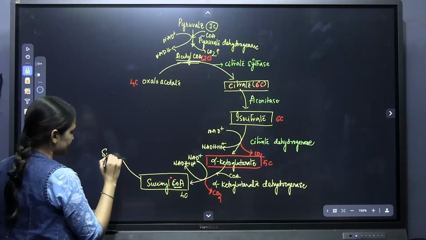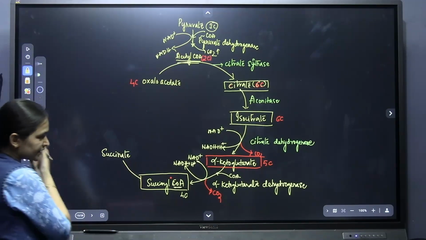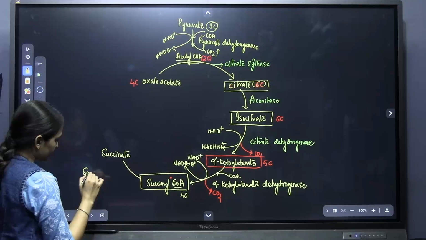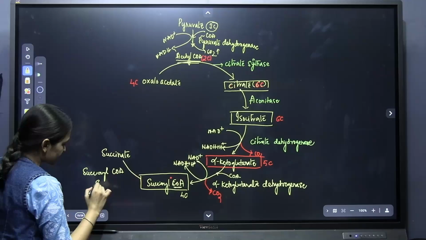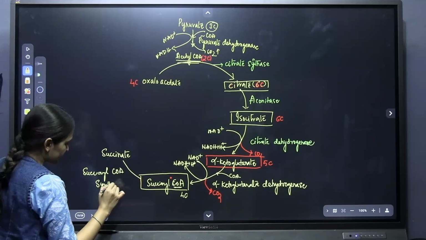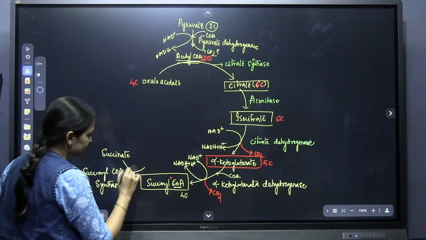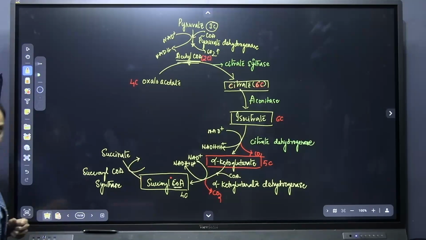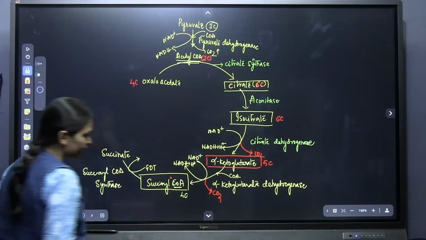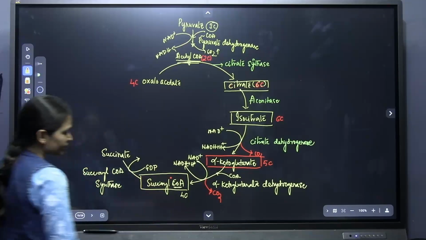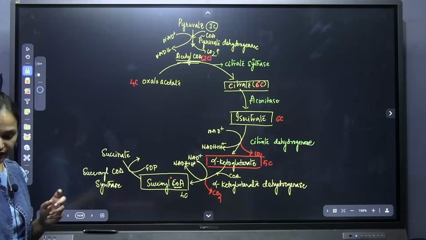Okay. Now again, the succinyl CoA is transformed into succinate. Here, the enzyme used is succinyl CoA synthase. In this particular reaction, what happens? Substrate level phosphorylation. I said, right, substrate level phosphorylation. That is one molecule of GDP, guanosine diphosphate.